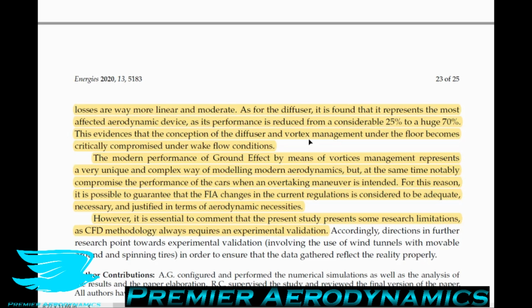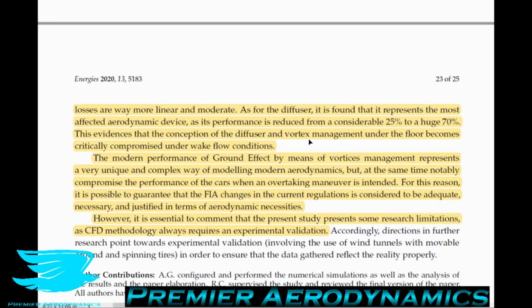So for this reason, it is possible to guarantee that the FIA changes in the current regulations are considered to be adequate and justified in terms of aerodynamic necessities. If they don't change, then the cars are still going to have a hard time trying to overtake each other. But by making the cars produce a less chaotic wake, which is what the changes were, they allow the downstream car to overtake more easily, which means that the field becomes more competitive.